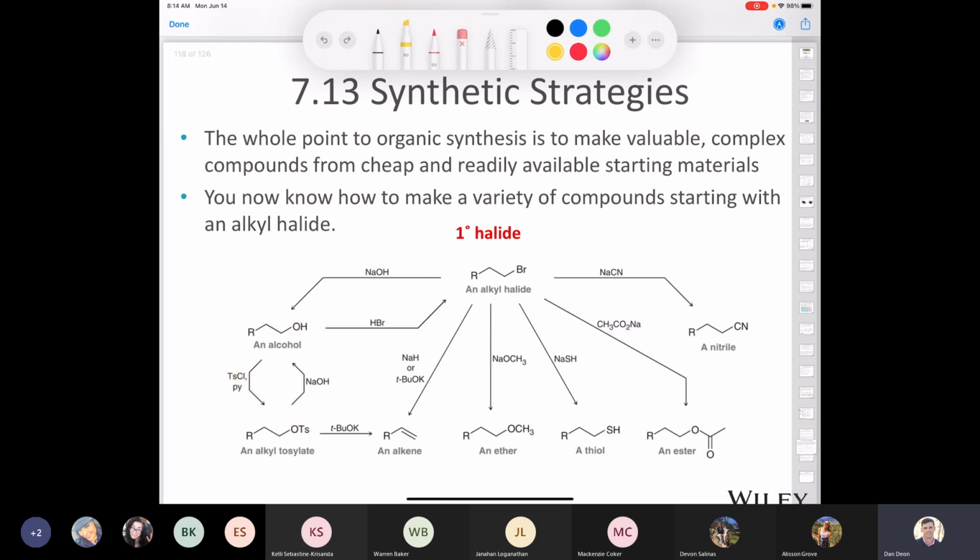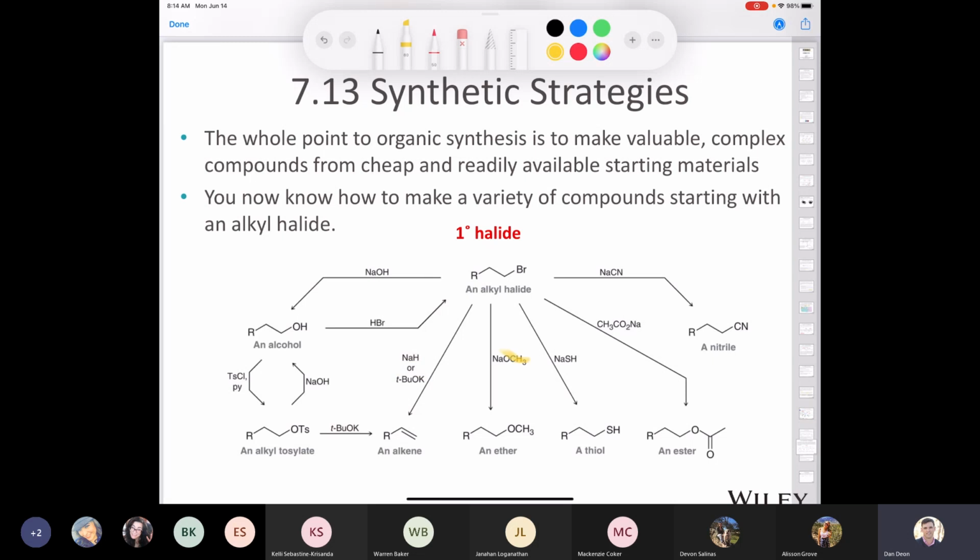What else? We said, okay, well, if this is a good leaving group and we treat it with a hindered base, that's never going to act as a nucleophile. It's only going to act as a base. So you'd make the alkene that way, right? We talked about non-nucleophilic bases, again, like these, doing elimination reactions.